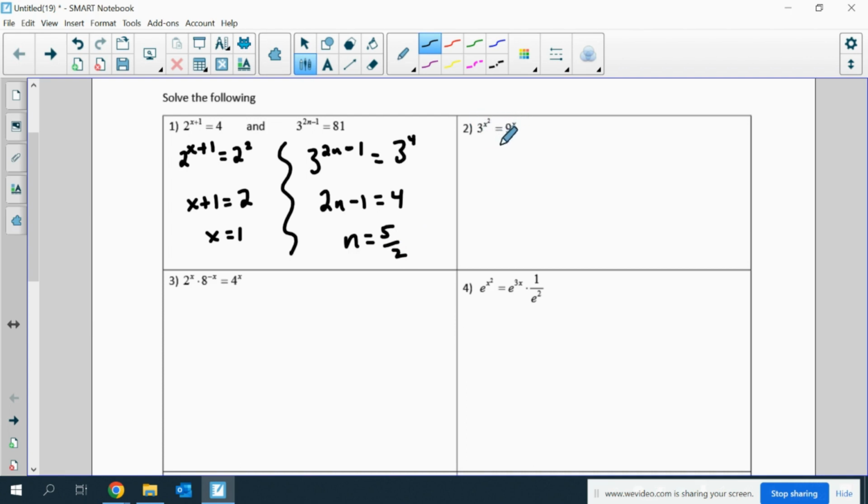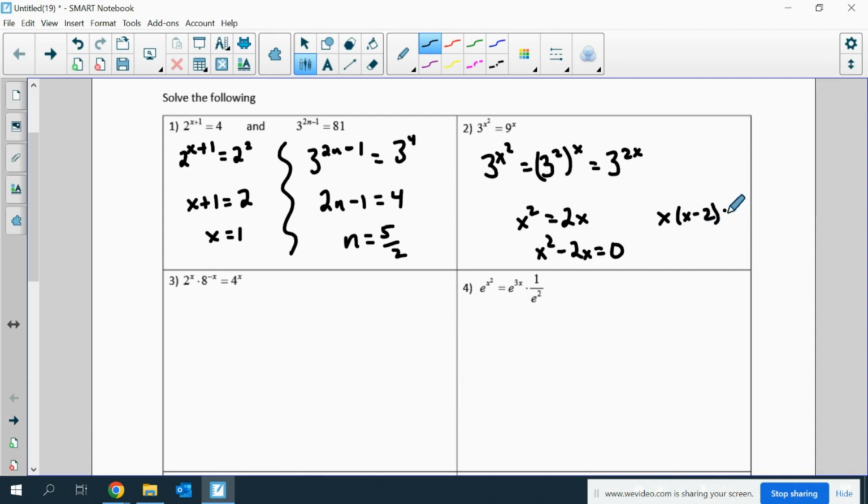I can do the same thing in slightly more complicated problems. So I have 3 to the x squared equals 3 squared to the x. Then I can remember my exponent rules. And power to a power means I multiply the exponents. So x squared has to equal 2x. And then I solve this by factoring. And I end up with x equals 0 and x equals 2.